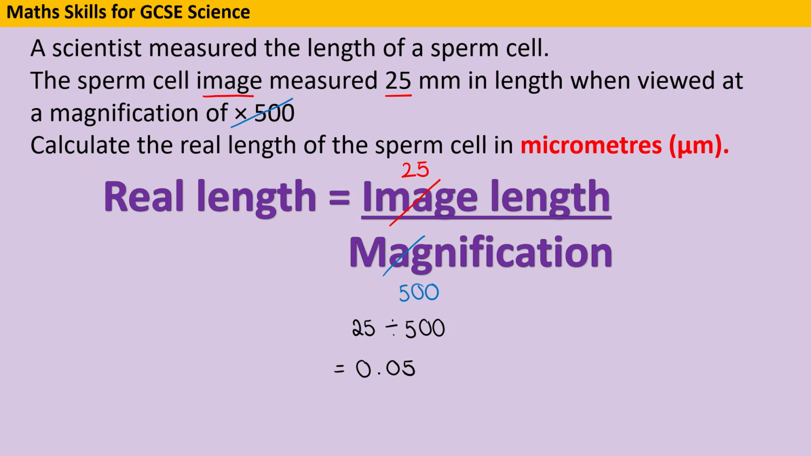One thing that the exam board can do to make this calculation slightly more challenging is to ask us to vary the units. So for instance, we might be asked to give the real length of the sperm cell in micrometers rather than millimeters. So this is then a test not just of our ability to substitute, but also our ability to convert between units. You should note that 1 millimeter is the same thing as 1,000 micrometers. So to convert from millimeters to micrometers, we're multiplying by 1,000. So here we would take our answer of 0.05 millimeters and multiply it by 1,000 to get 50 micrometers.